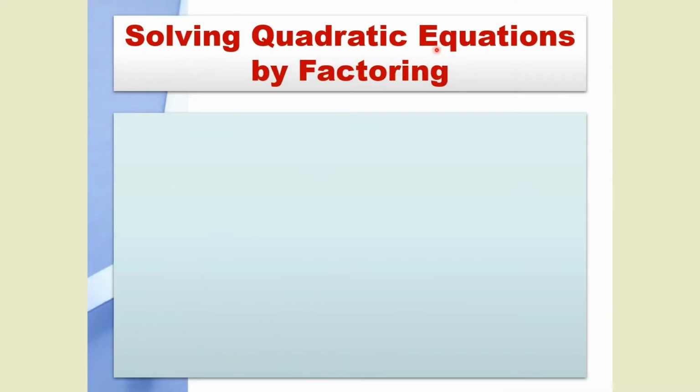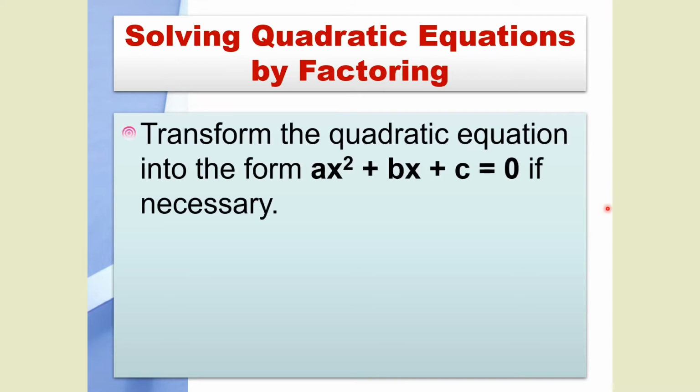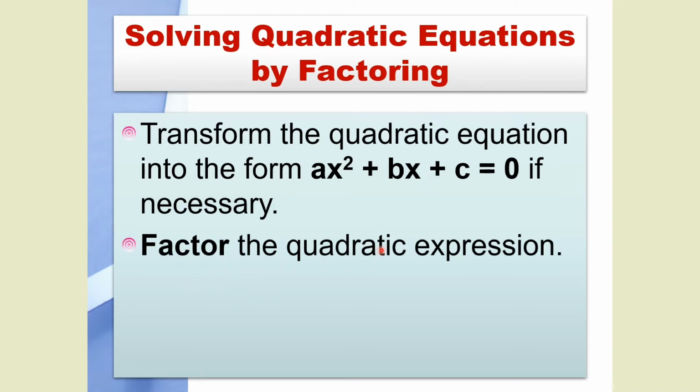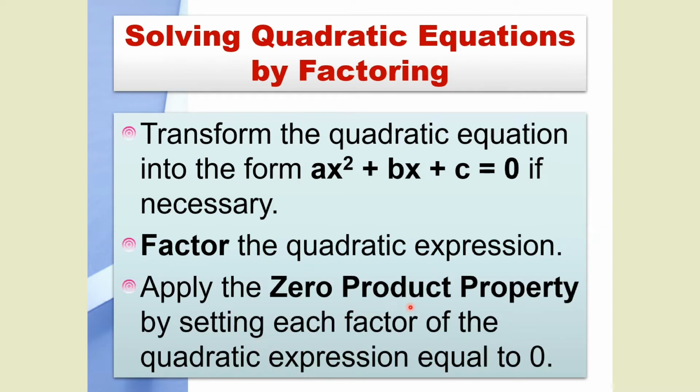In solving quadratic equations by factoring, number 1, transform the quadratic equation in the form ax squared plus bx plus c equals 0 if necessary. So, you're going to write the quadratic equation in standard form. Next, factor the quadratic expression. So, you learned in grade 8 how to factor a quadratic expression. So, you're going to use those concepts about factoring. Apply the zero product property by setting each factor of the quadratic expression equal to 0.